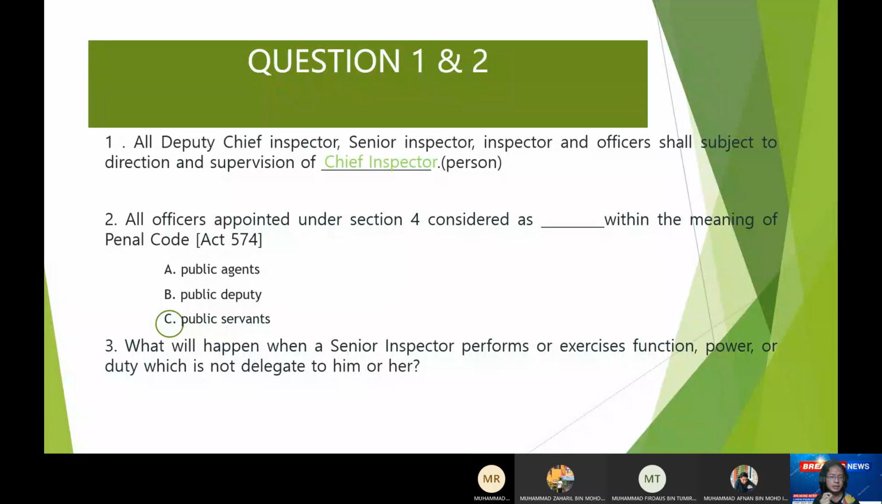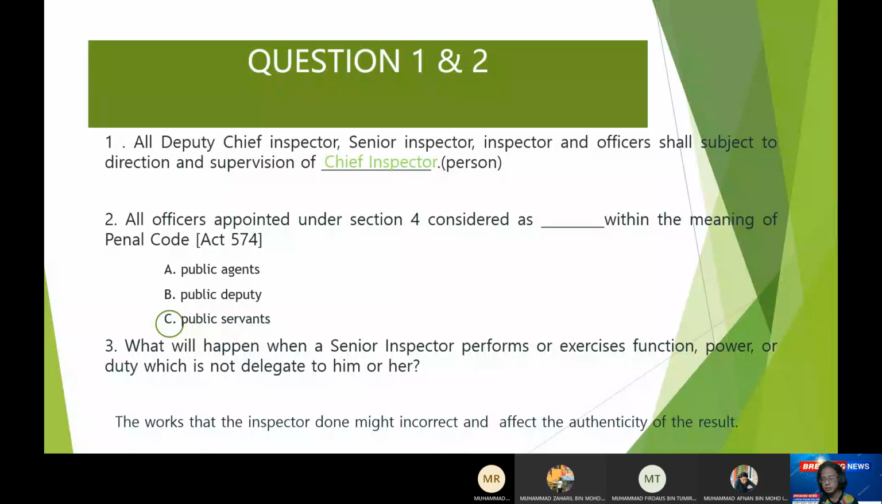Also based on the slide, what will happen when a senior inspector performs or exercises a function, power or duty which is not delegated to him or her? The answer is the work that the inspector has done might be incorrect and affect the authenticity of the result. That means the senior inspector must not use the power or function in a negative way, which may affect the income of the company or factory. Move to the next question.